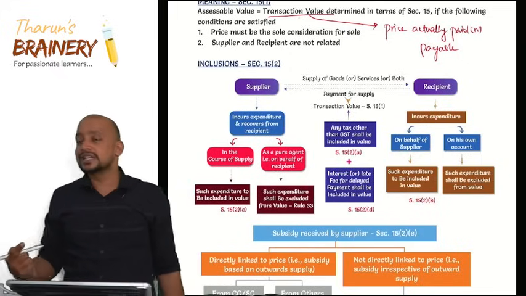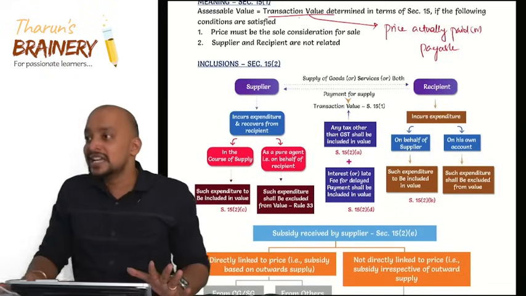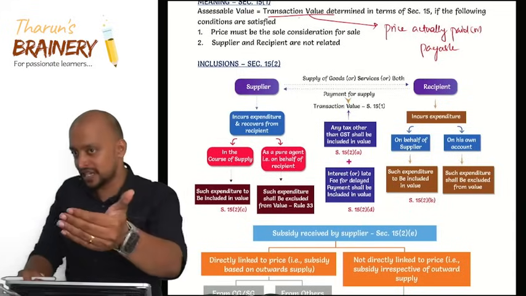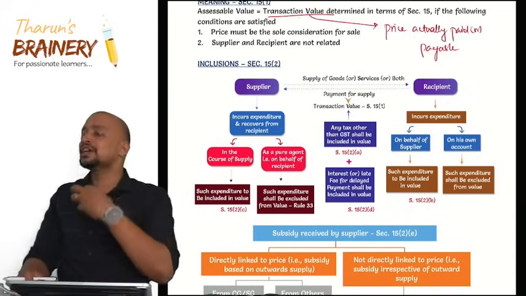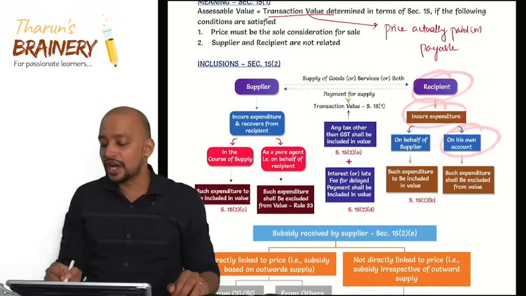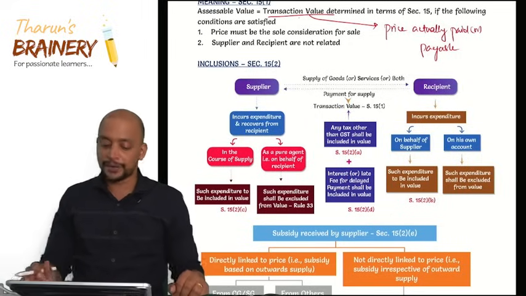What if the client is incurring the expenditure on his own account? Means as per the audit engagement, it is a liability of the client only to incur the travel expenditure and accommodation expenditure, and he incurred it. Will it be included in the value? No. So, if the recipient is incurring expenditure on his own account, such expenditure shall be excluded from the value and it will not be included.